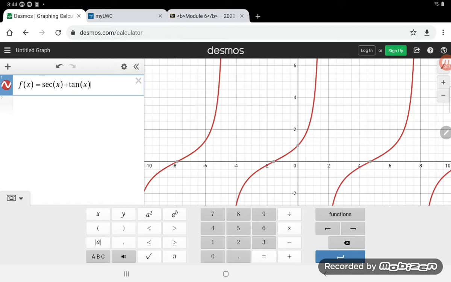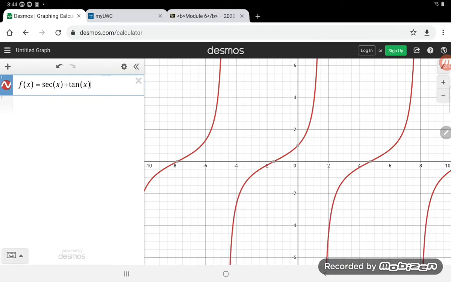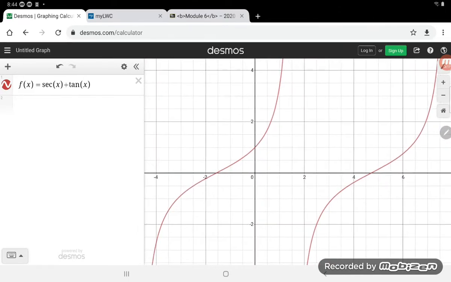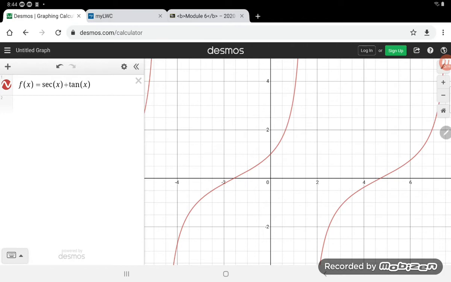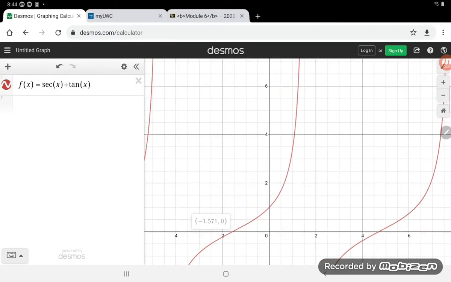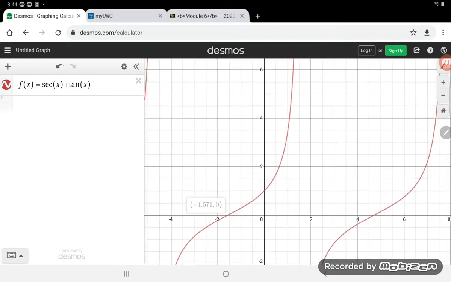And so this is what it looks like. And so we're positive from this point. What is that point? Minus 1.571 looks like minus pi over 2, right? And then 3 pi over 2 is this vertical asymptote here. So it's interesting.